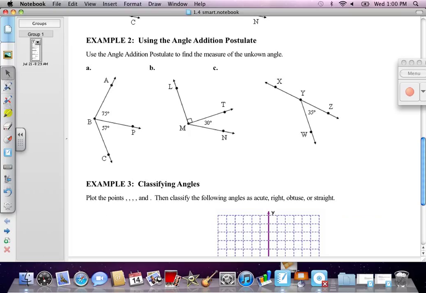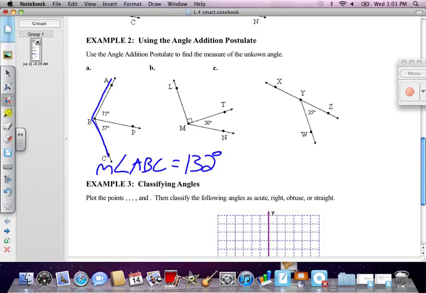Okay. We're going to look at some angle addition. We want to find the measure of angle ABC. What does that equal? 75 plus 57 is 132. Thank you. Getting old, so I can't hear anymore.